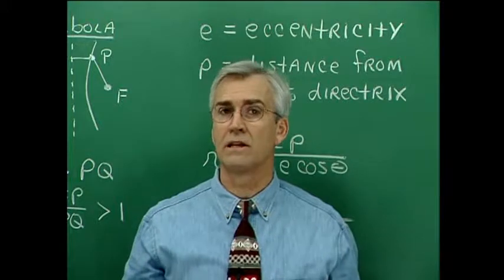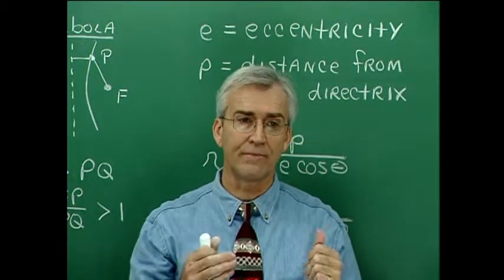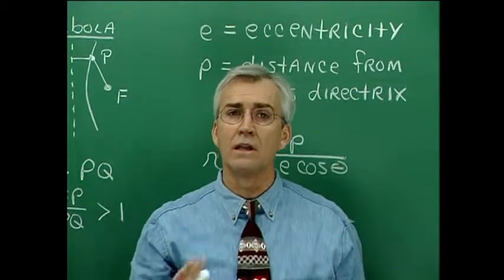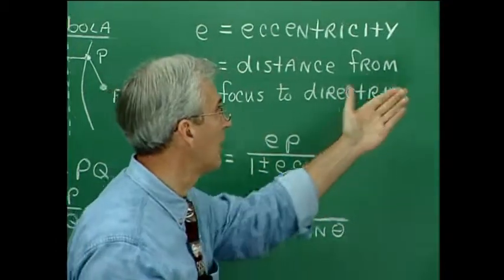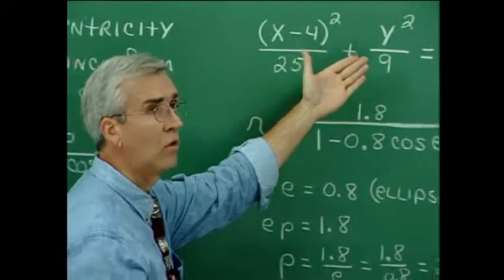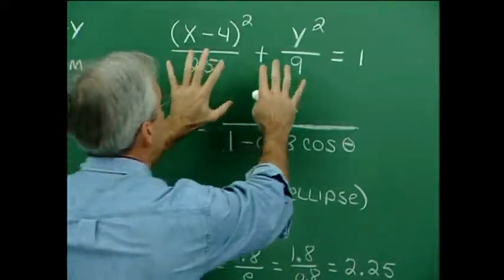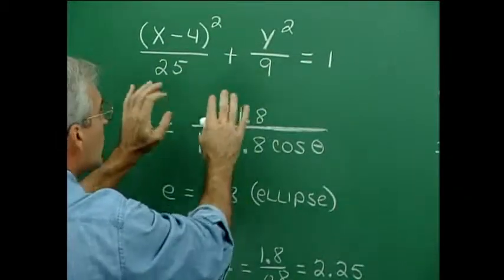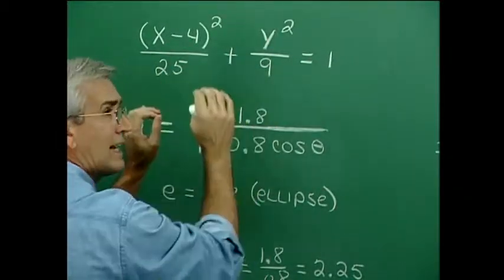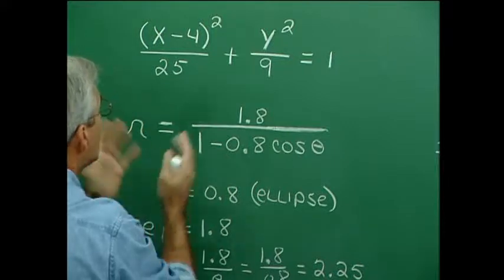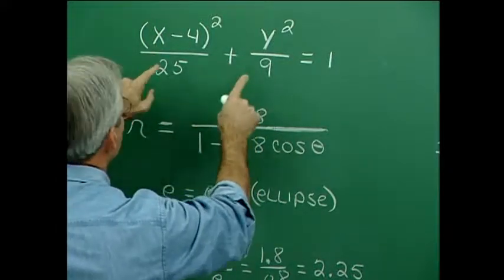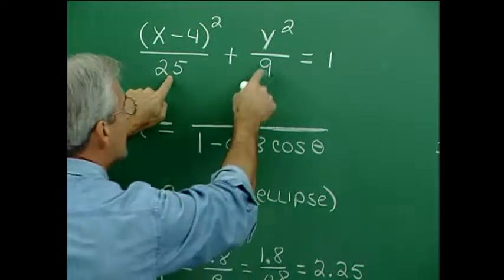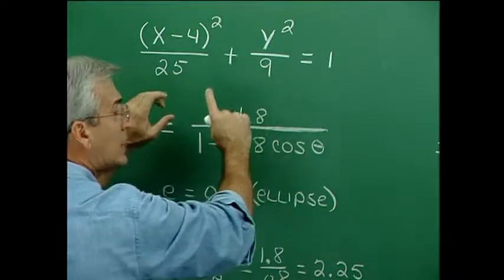Now, I want to relate this, though, back to the regular rectangular coordinate form. If we had an equation that looks like this in rectangular form, I have positioned this equation or this ellipse so that the focus is actually at the origin. Now, the center of this ellipse is at 4, 0. We know the A value is 5 and the B value is 3. We could easily construct the graph.